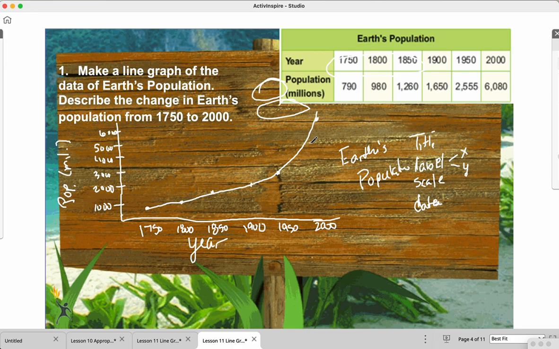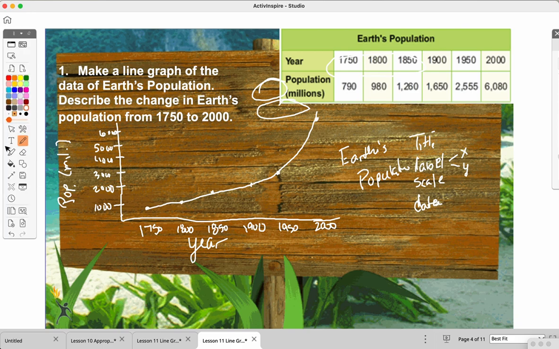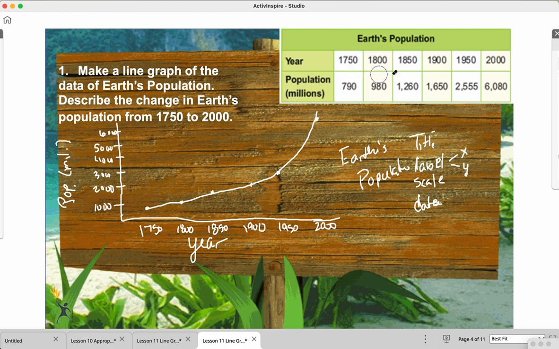After 1950, you see this huge spike. As there are fewer and fewer wars, we see a greater population growth because there's less and less needless dying. That's the easiest way to put that.